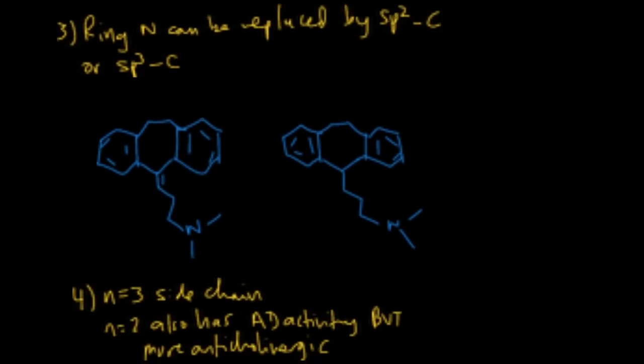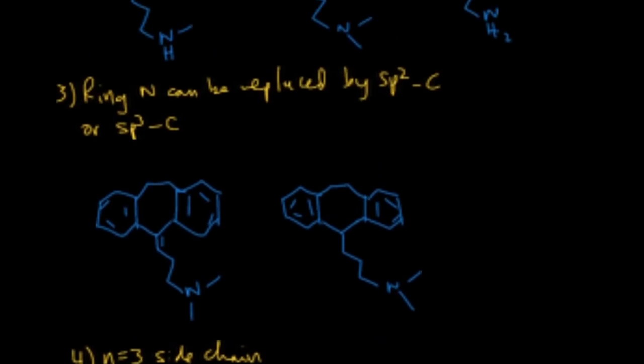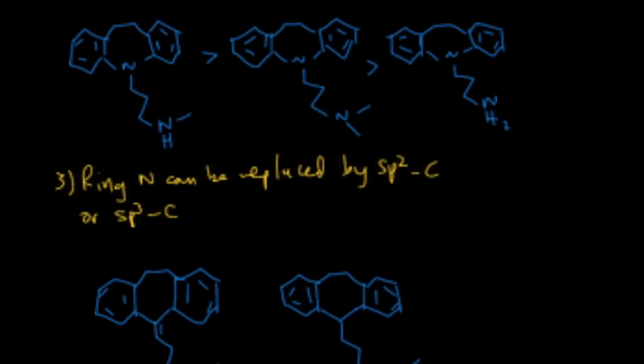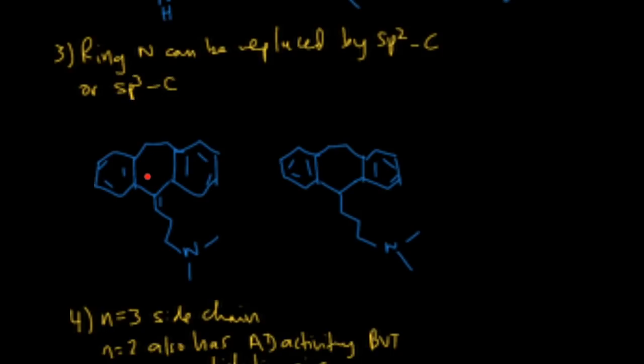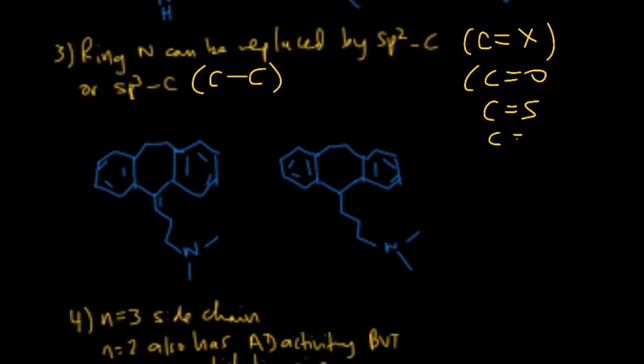Number three, the ring nitrogen can be replaced by sp2 hybridized carbon or sp3 hybridized carbon. So if you look over here, this is your ring nitrogen, and it was replaced in these examples by carbons. So there's no nitrogen, which are carbons, and these are still optimal. They don't lose their antidepressant activity. Remember that sp2 hybridized carbons are carbons double bonded to anything, and sp3 hybridized carbons are carbons single bonded to anything, so that anything can be C double bond O, C double bond S, C double bond C, C double bond N, and so forth.